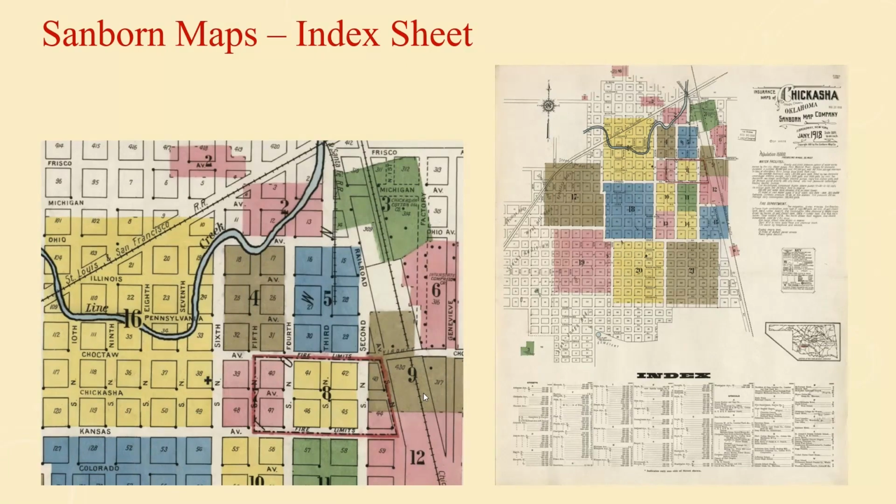The main part of the map here is a graphic depiction of the city or town, the blocks and streets, and the color coding with the big numbers in there refer to the sheet numbers for those areas. The colors don't mean anything here on this map, they just separate the areas.